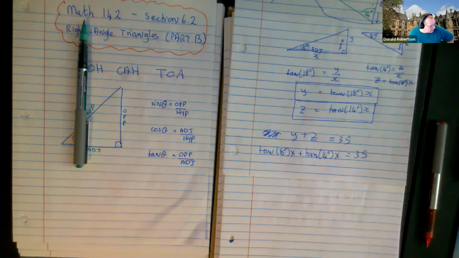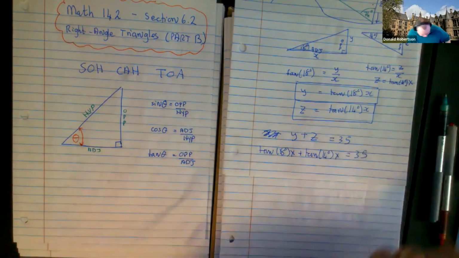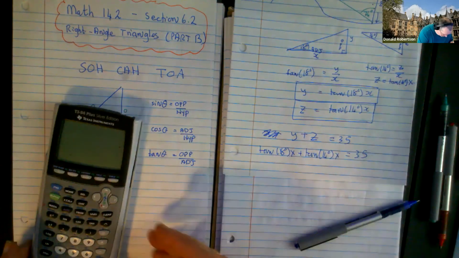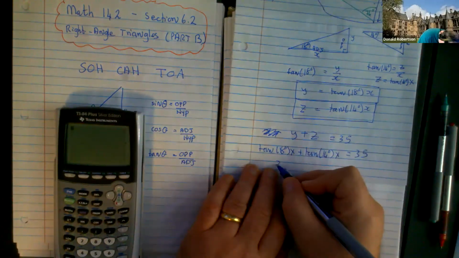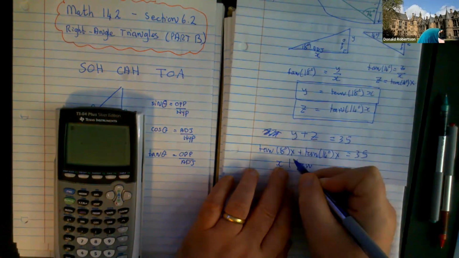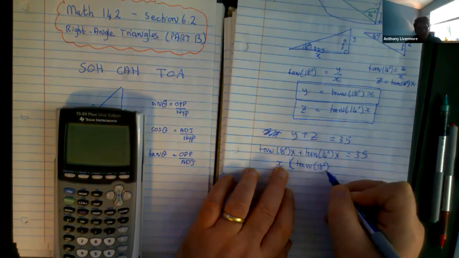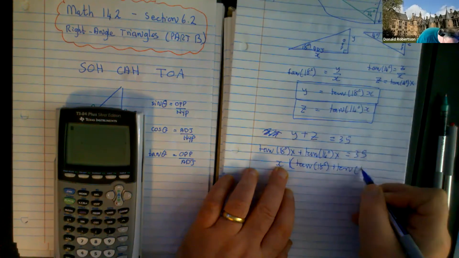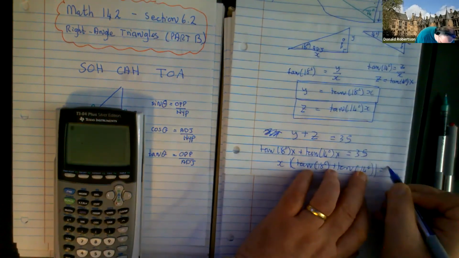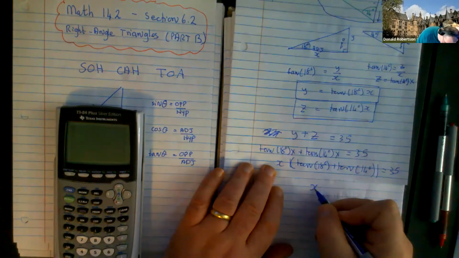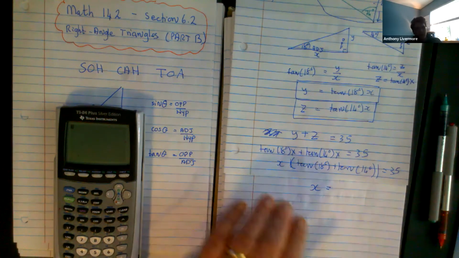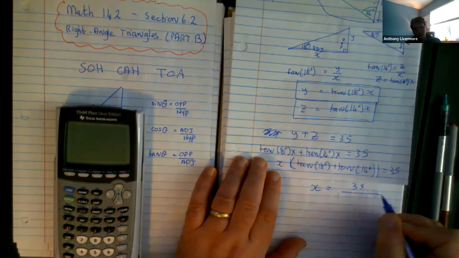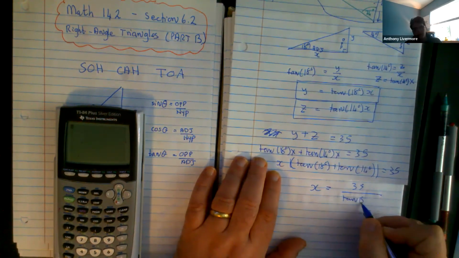You still with me, guys? What do you think is going to happen next? You can divide an x out of everything. Let's pull it out then. So you factor it. Okay, good idea. So how will I get x then? What will I do to both sides to find x? Then you just divide 35 by the tan 18 plus the tan 14. So 35 divided by all of that.